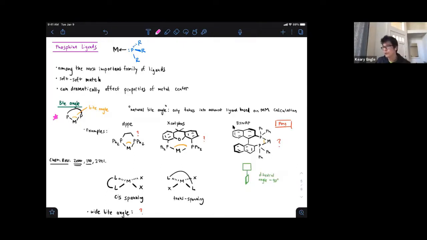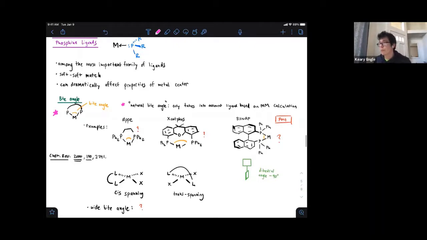And as you might expect, this can be measured in a couple different ways. You could, for example, get a crystal structure and measure empirically what the solid state bite angle is. And so if you read reviews on this topic, you'll sometimes see different bite angles quoted for the same ligands, and that probably stems from how it's measured. But one term that's useful is this one called natural bite angle, where the only thing that's taken into account is the ligand, based on molecular mechanics calculations.